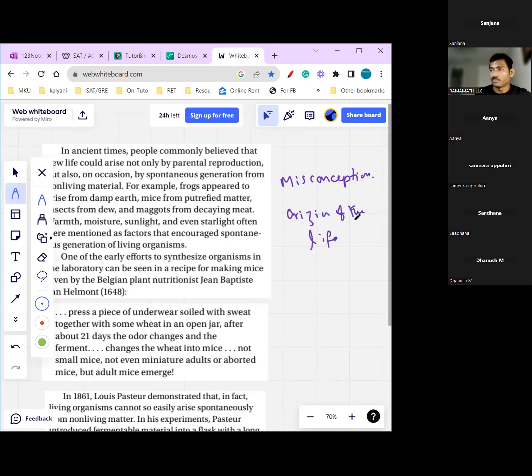Everybody agree? Everybody understand that? At the beginning of the passage, as I read through the couple of paragraphs, I can see it's the origin of life. Definitely there's a misconception. Then as I go through, I can see an example provided: one of the earlier efforts to synthesize an organism in the laboratory, a recipe for making mice. They gave you an example of the misconception. Everybody agree? See that?